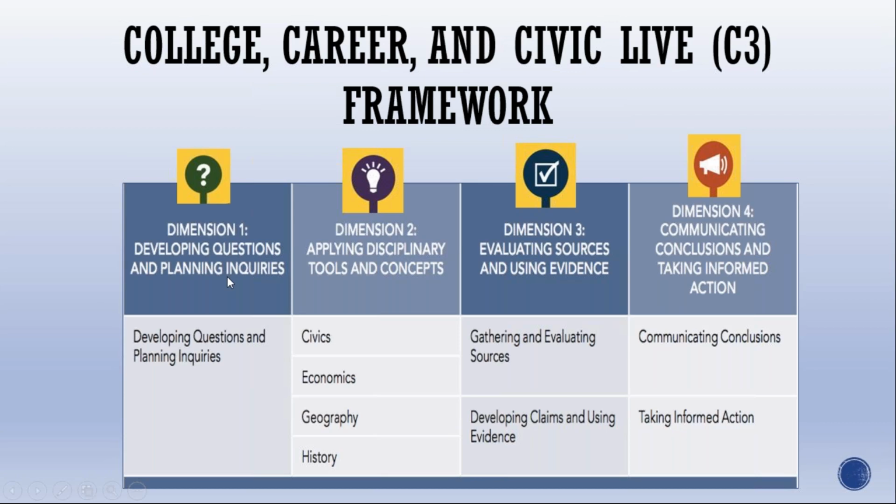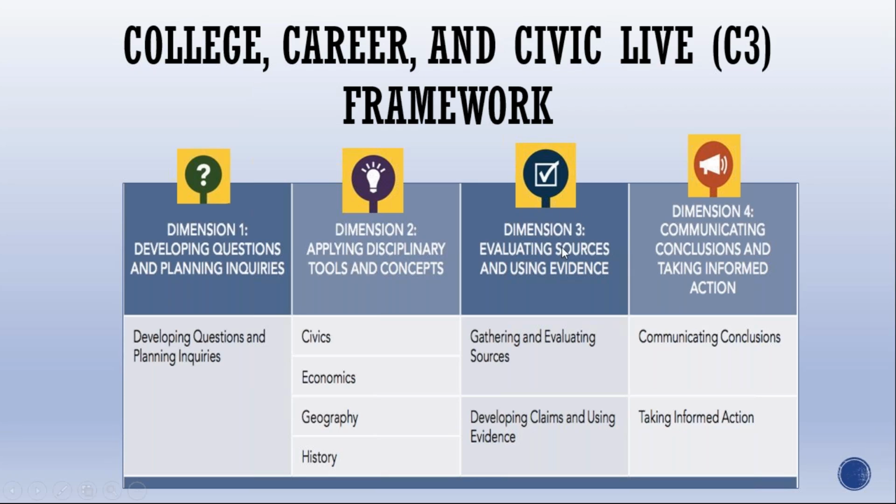I like this graphic because it puts it all together in one place. Dimension 1 is developing questions and planning inquiries. Dimension 2 is how do we use our disciplinary concepts? How do we think like an economist or a geographer? How would we look at a map, like a geographer might look at a map and interpret information? Or how would we look at a history source like a historian might? What are we looking for? How are we trying to think about it? So that's our disciplinary concepts.